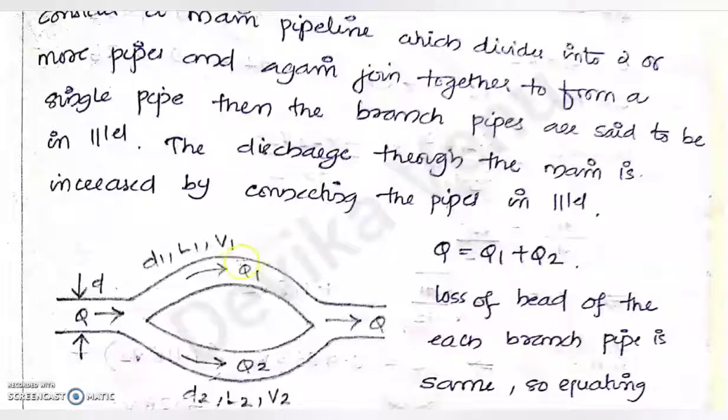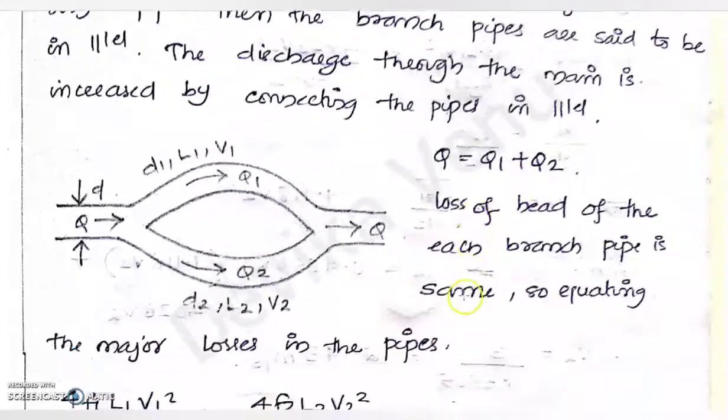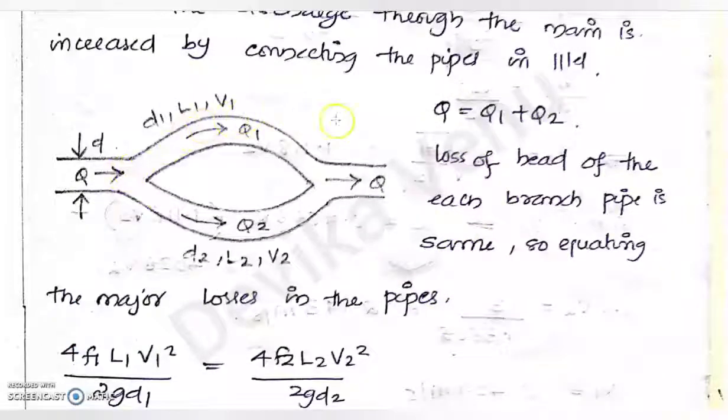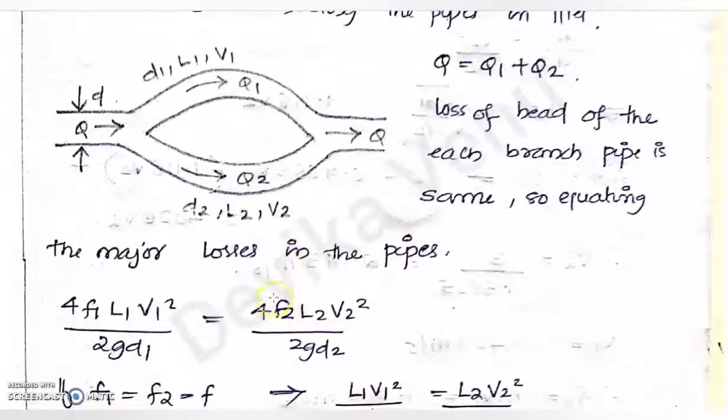Here you know that this is the discharge Q, and it is divided as Q1 and Q2. So finally the total discharge will be Q1 plus Q2. That is the first condition in the parallel pipe situation. And the second condition is the major losses in these pipes. These are the major losses in the pipe, so it is due to friction.